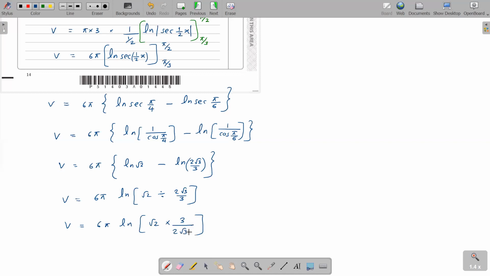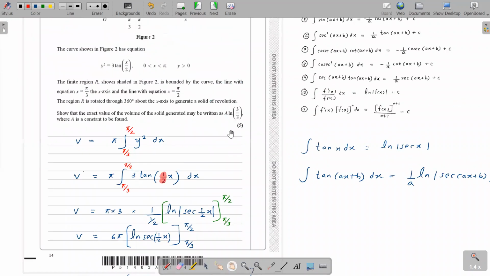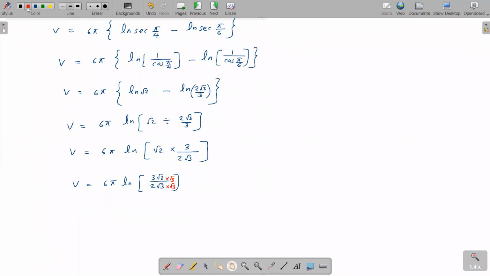Are you with me? So how does this simplify? This becomes ln 3 root 2 over 2 root 3. Do you agree? This you could rationalize, multiply up and down with root 3, because I want to give the answer in terms of, can you see, the show that has ln 3 over 2. So I rationalize multiplying up and down with root 3 to remove the root in the denominator.